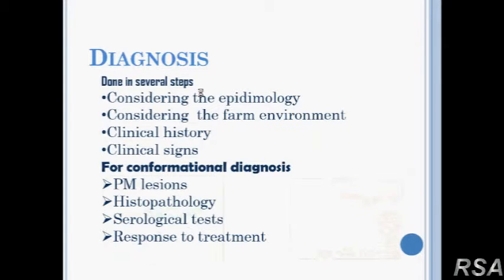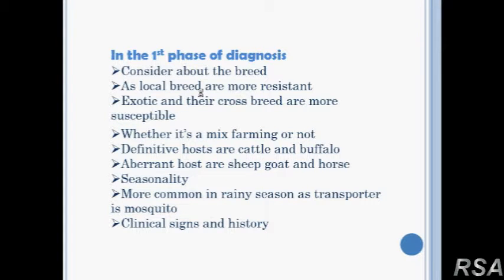Diagnosis is done in several steps, considering the epidemiology, the farm environment, clinical history and clinical signs. For confirmatory diagnosis: postmortem lesions, histopathology, serological test, response to the treatment. In the first phase of the diagnosis, consider the breed, as local breeds are more resistant. Exotic and their crossbreeds are more susceptible.